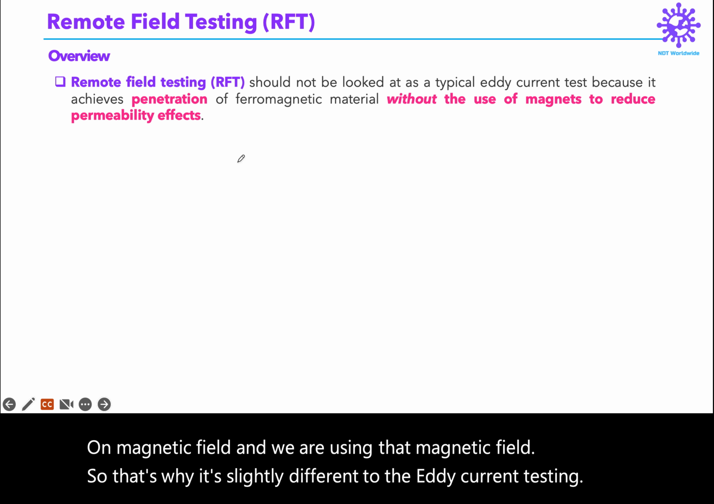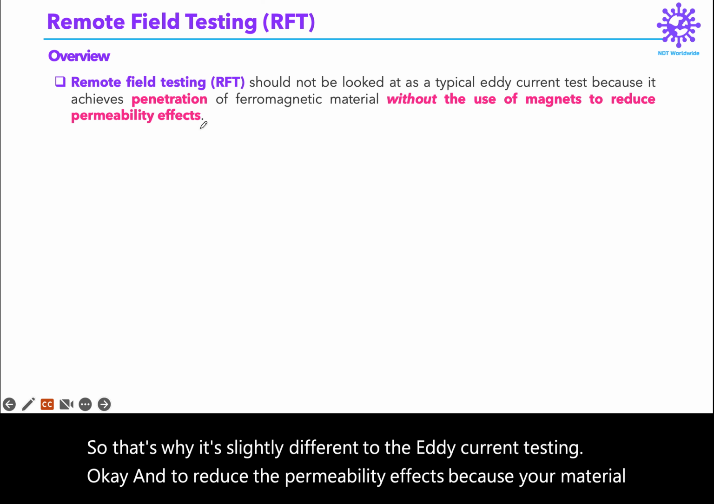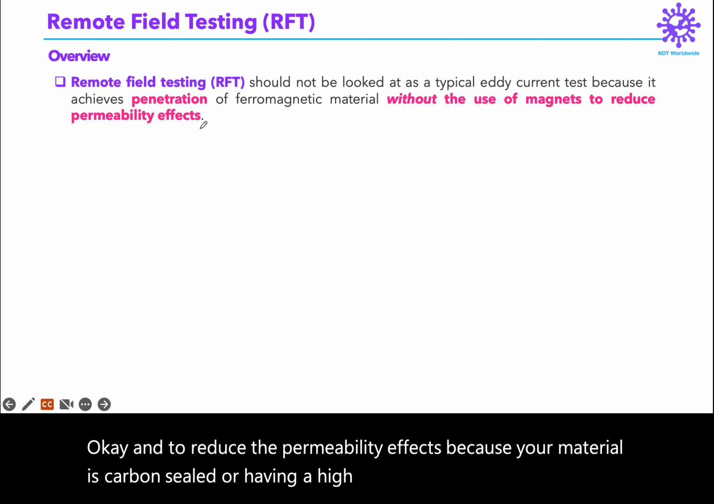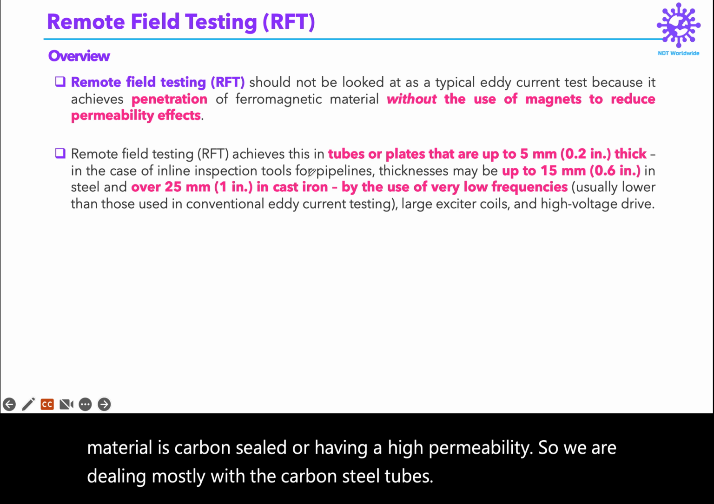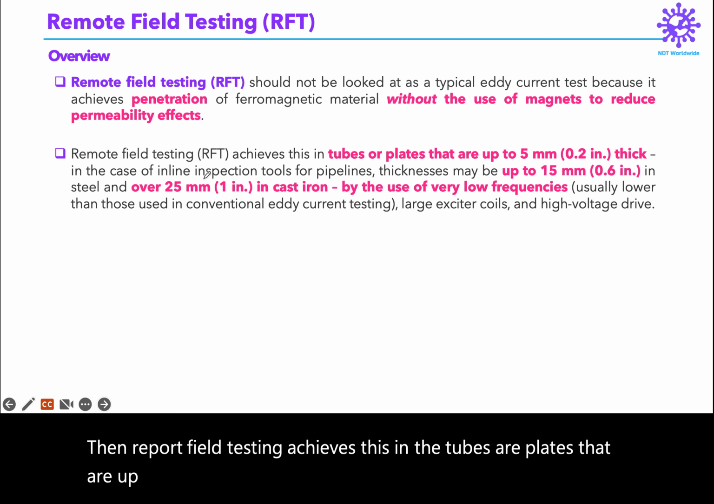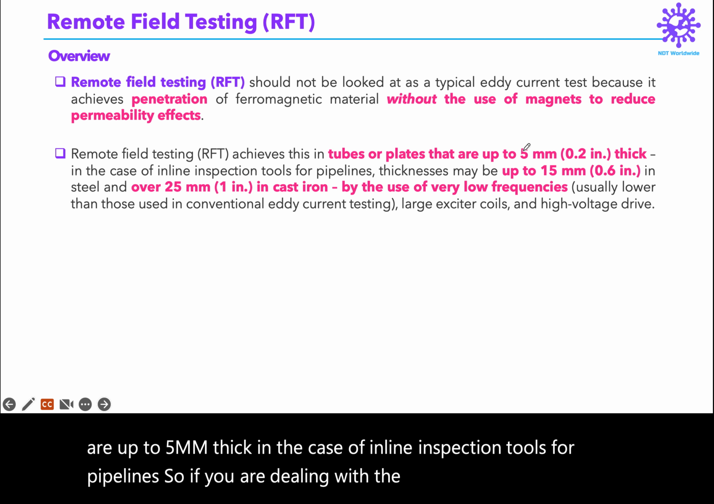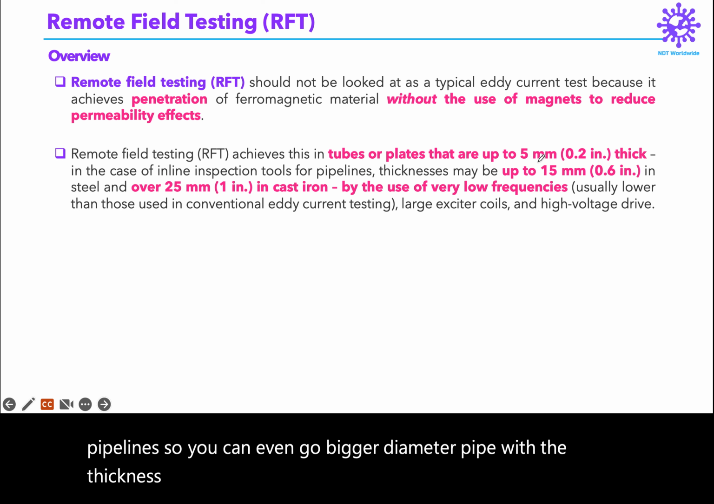And to reduce the permeability effects, because your material is carbon steel having a high permeability, we are dealing mostly with carbon steel tubes. Remote field testing achieves this in tubes or plates up to 5 mm thick, in the case of inline inspection tools for pipelines. If you are dealing with pipelines like cross country pipelines, you can even go to bigger diameter pipe with thickness up to 5 mm.